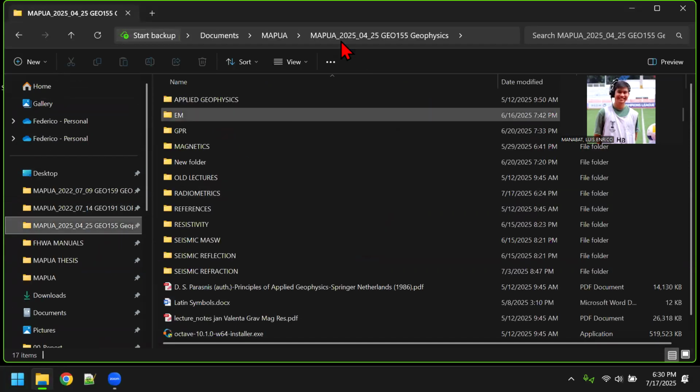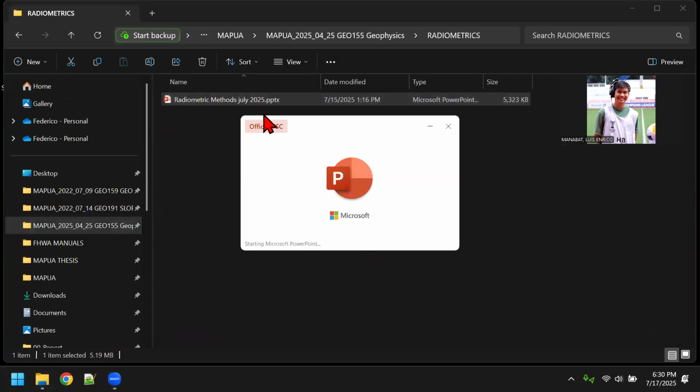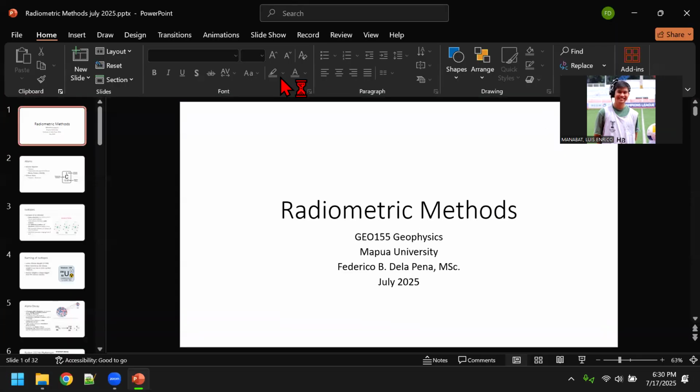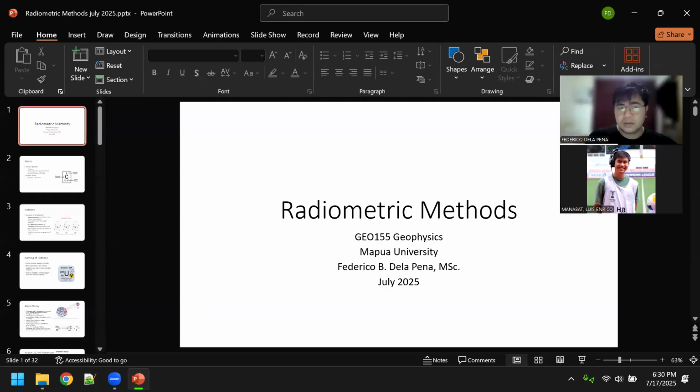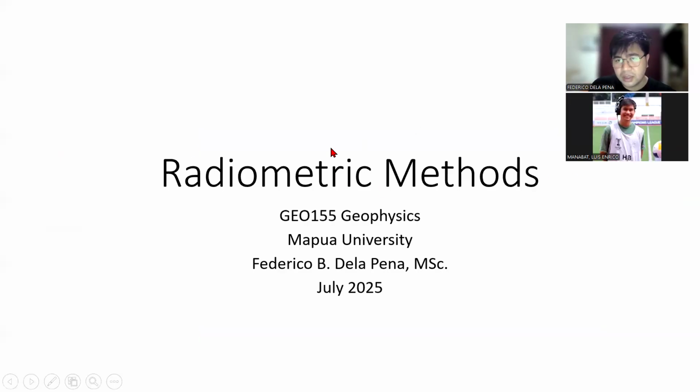Right, good evening. The topic for this evening is about radiometric methods. This is just a brief discussion on geophysical methods which focus on the radioactive properties or radioactive behavior of materials.